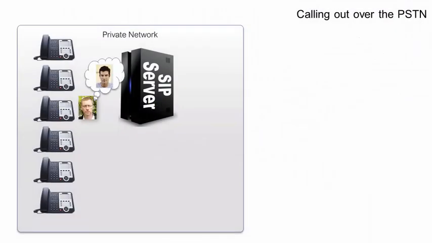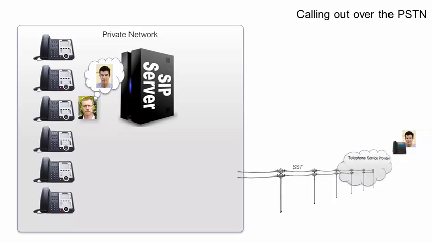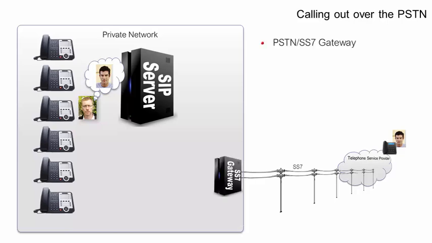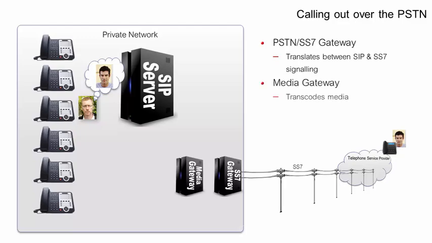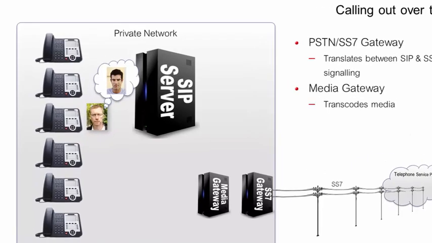So if I want to make a call out from my SIP phone in my private network to a buddy out on the public telephone network, maybe a non-SIP user, then perhaps I could use a PSTN SS7 gateway that translates between SIP signaling internally and SS7 signaling externally, and a media gateway that translates between different media formats.